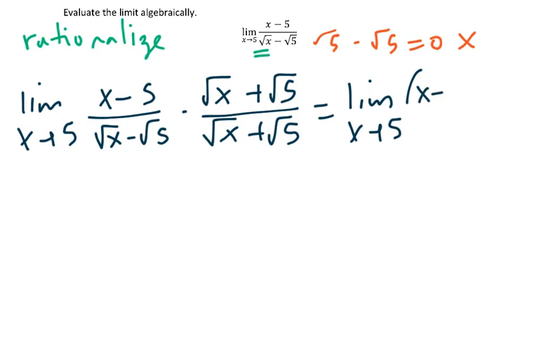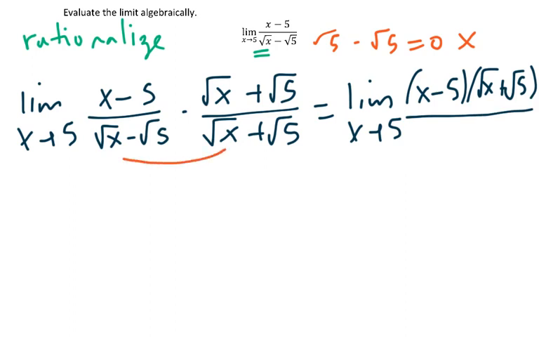So in the numerator, I'm just going to leave it as x minus 5 times square root of x plus square root of 5. In the denominator, I'm going to sort of FOIL it out, right? I'm going to do square root of x times square root of x and square root of x times square root of 5. When I do square root of x times square root of x, I end up with x. And then I get plus square root of 5x.